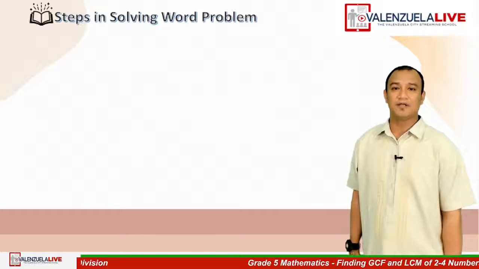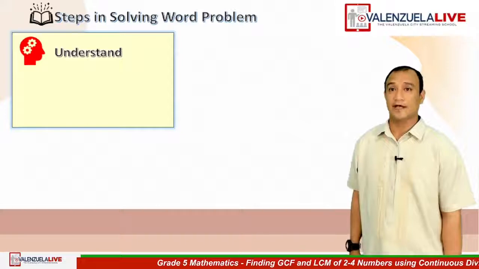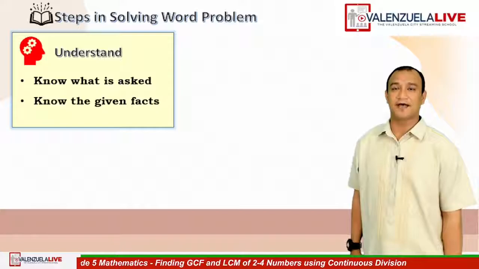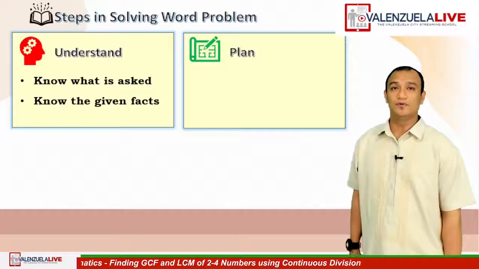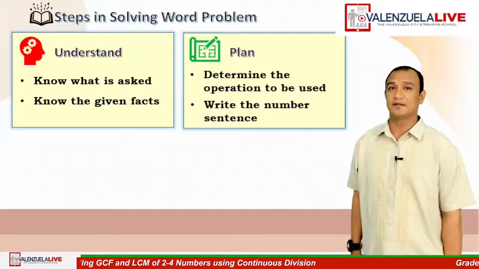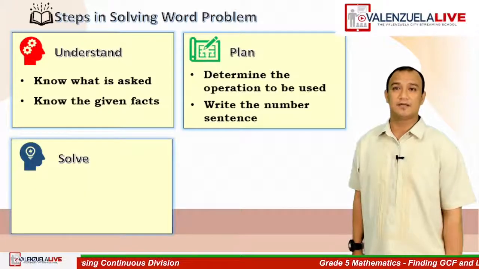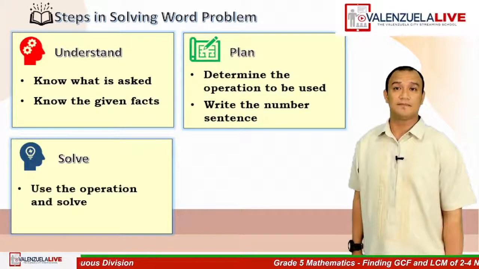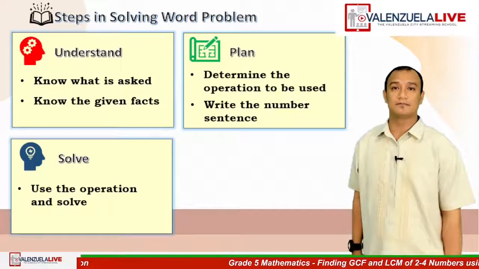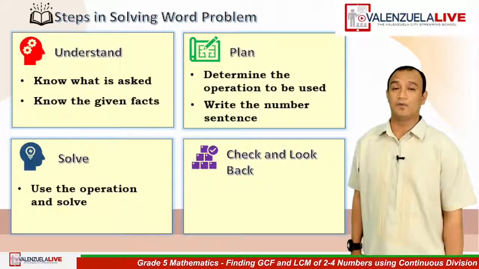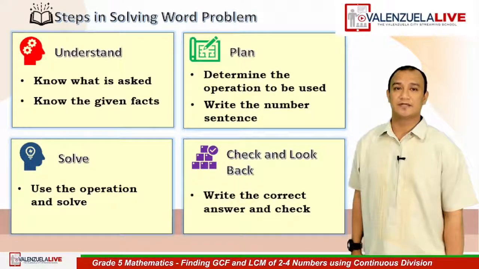Let us solve the problem by following these steps. For step 1, understand. Know what is asked and know the given facts. Step 2, let us plan. Determine the operation to be used and write the number sentence. For step 3, let us solve. Use the operation and solve. And finally, for our step 4, check and look back. Write the correct answer and check.